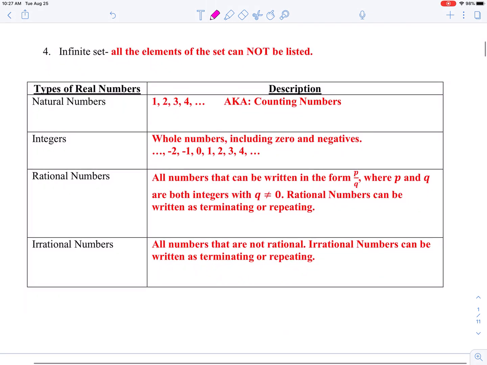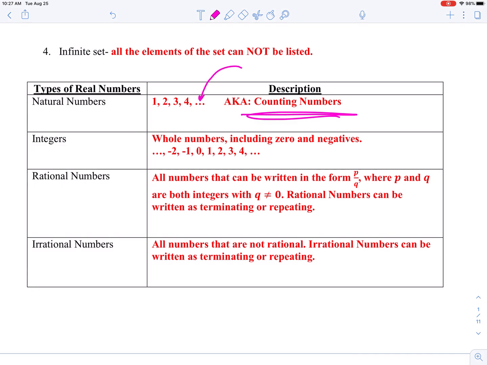Alright, speaking of real numbers, we have a few different subsets of the real numbers. So the natural numbers, also known as the counting numbers. So when you were a little kid, if they said, count how many whatever you have, how many pencils you have, you didn't start at 0, you started at 1, right? So 0 is not a natural number. The natural numbers are the positive whole numbers, 1, 2, 3, 4, etc.